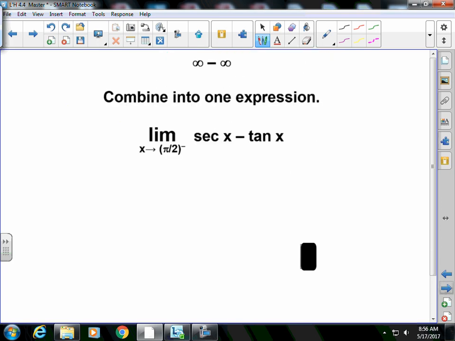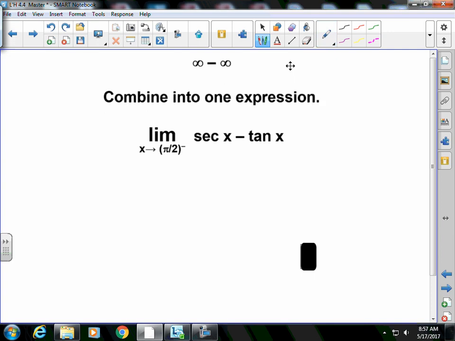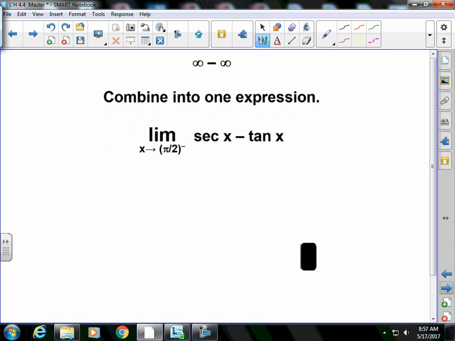Here's another form, combining into one expression. So I'm going to give you the limit as x approaches pi over 2 from the left of secant x subtract tan x. When I look at this, I end up with a... Oops, I'm on the wrong slide. Did I skip a slide? Yeah, sorry. When I do this, I end up with secant x gives me infinity, subtract infinity. So instead of leaving it like that, which I don't get an answer, I can rewrite them.